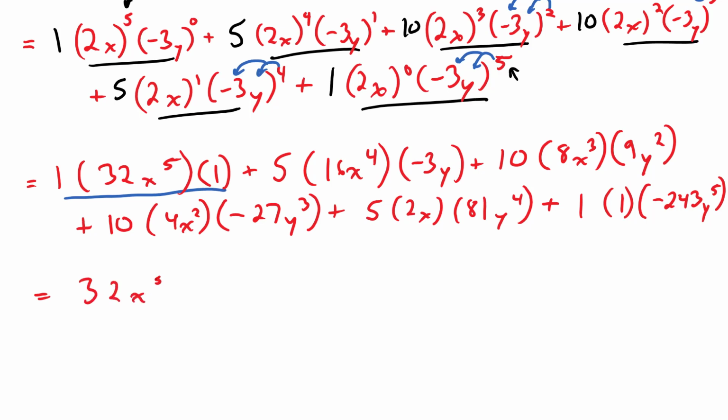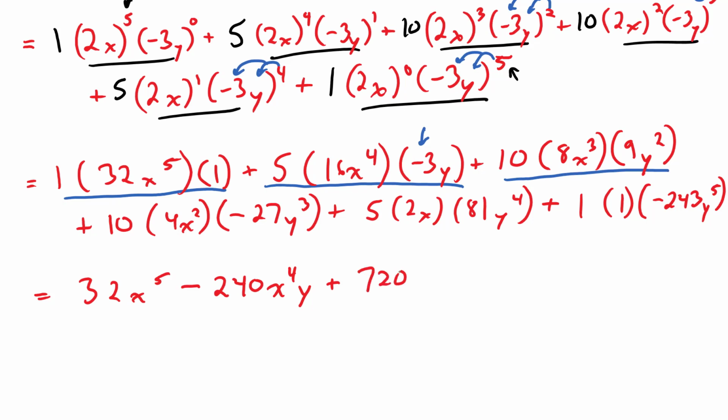32x to the 5. Now notice, I'm going to work out this one next. See what's going to happen here? This is going to be now subtract. 5 times 16 is 80, times minus 3 is going to be 240. Minus 240, x to the 4, y to the 1. Add to that now. We're going to combine these together. 8 times 9 is 72, times 10 is 720. 720 x cubed y squared.